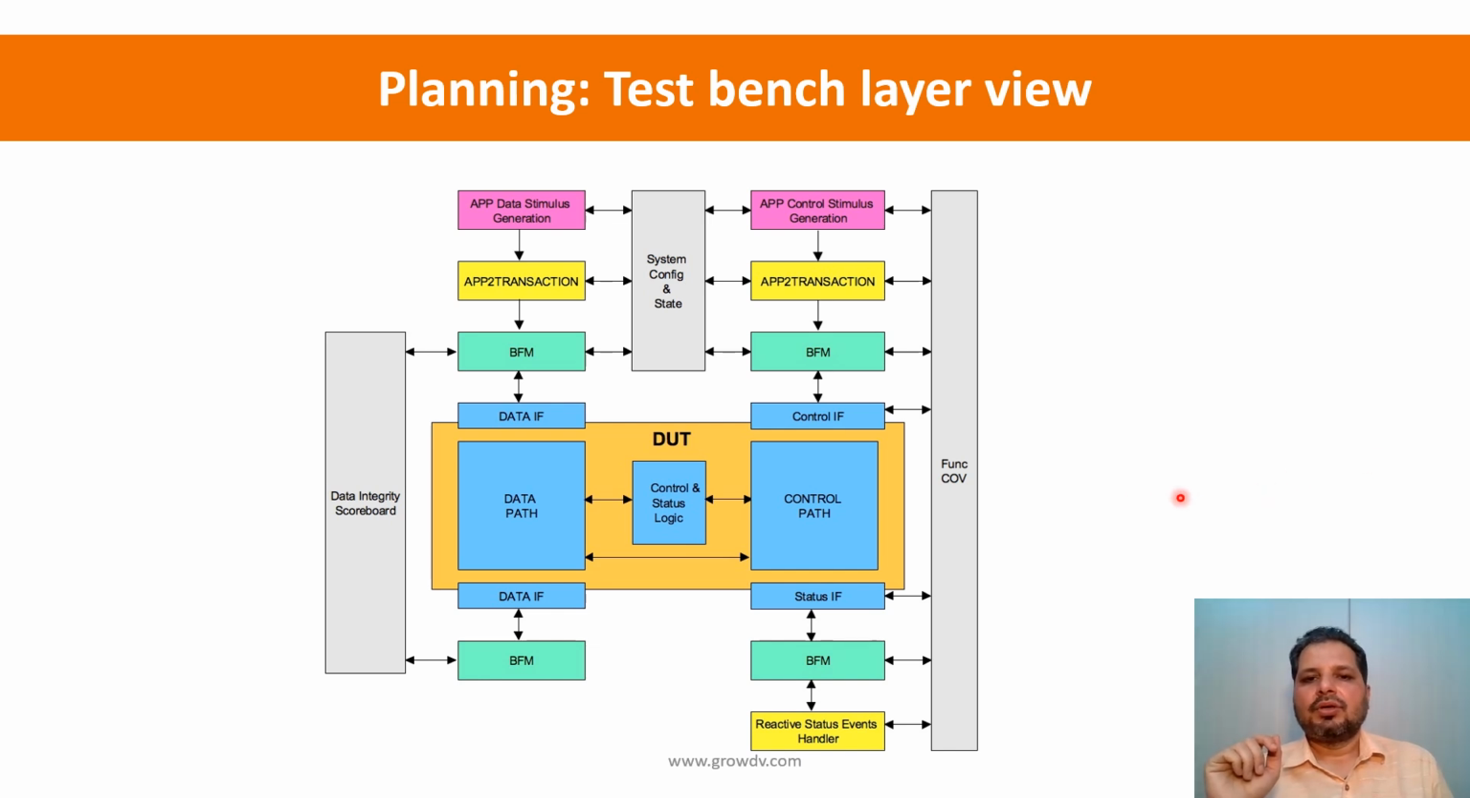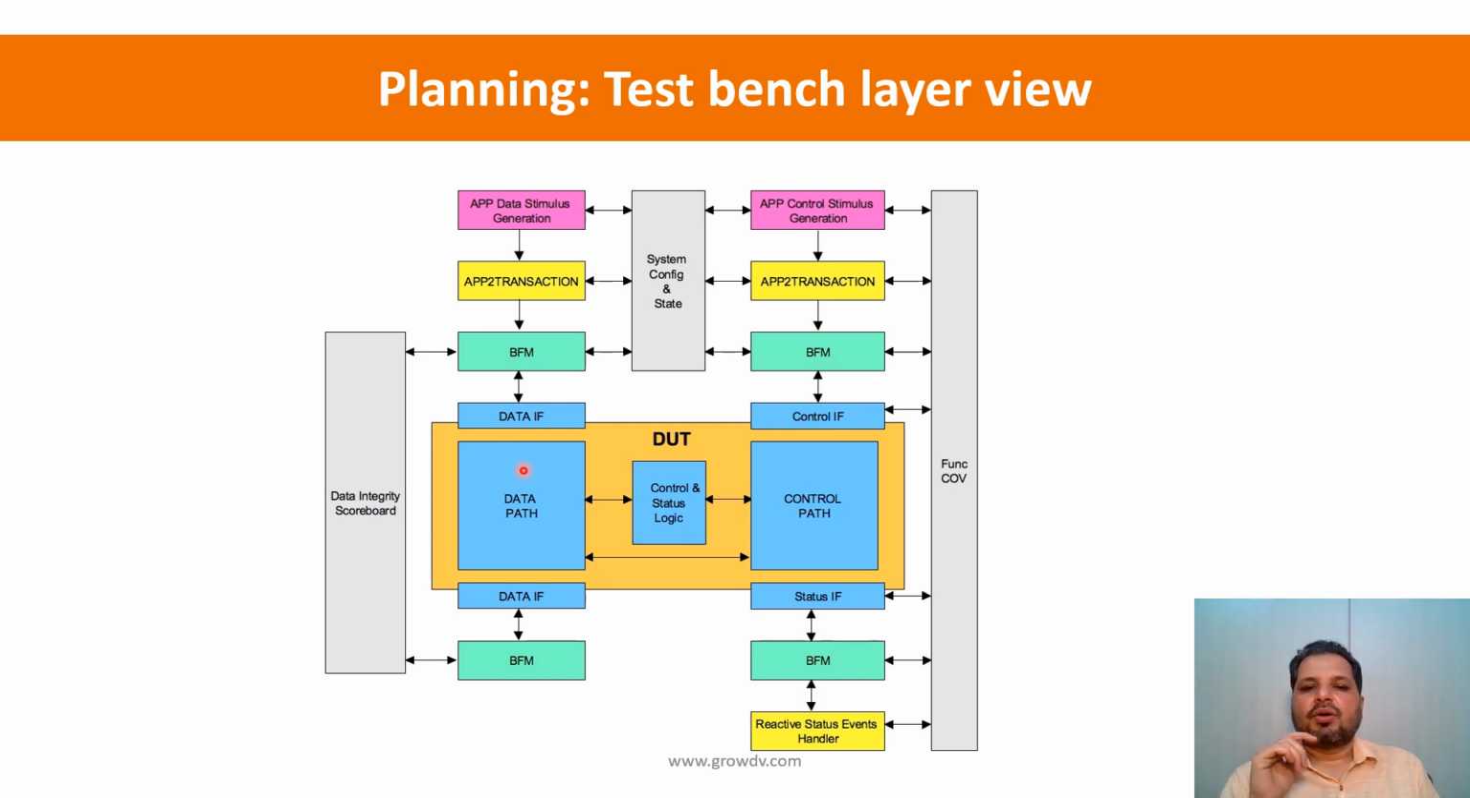Now in the next slide, let's look at how these layers are translated into the actual structure of implementation, right? So this is a typical test bench view. Let's start from the DUT. Every design is made up of a data path and a control path, and between these two you have this set of control and status registers, which control both of these and which can also be programmed from your application.